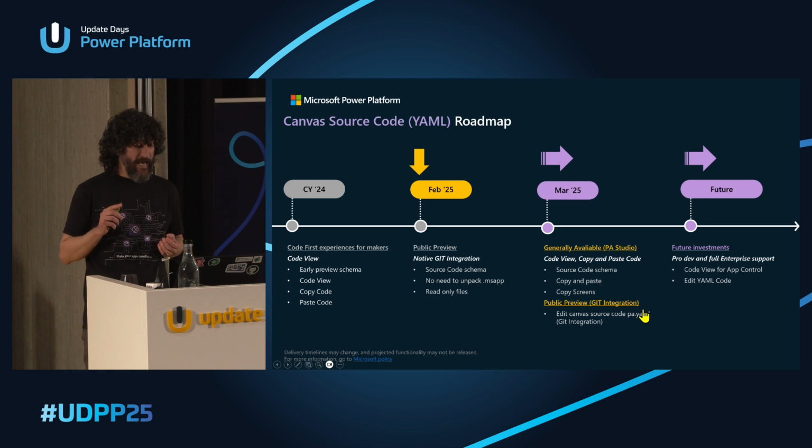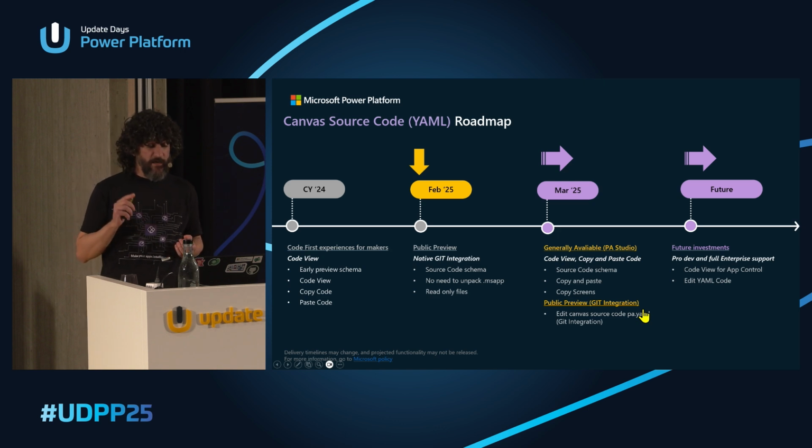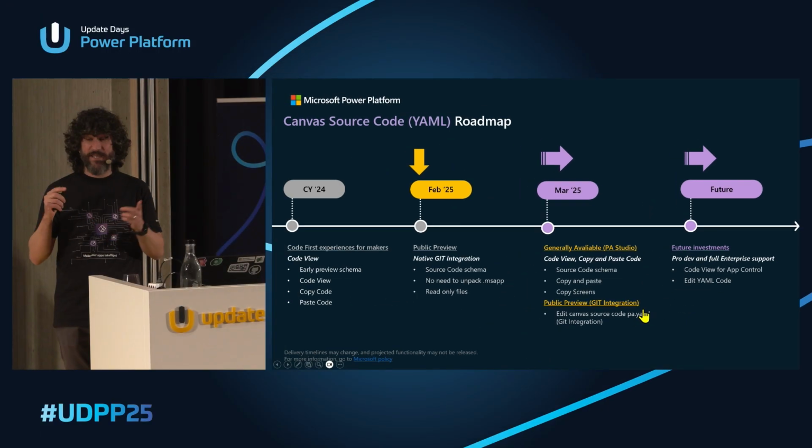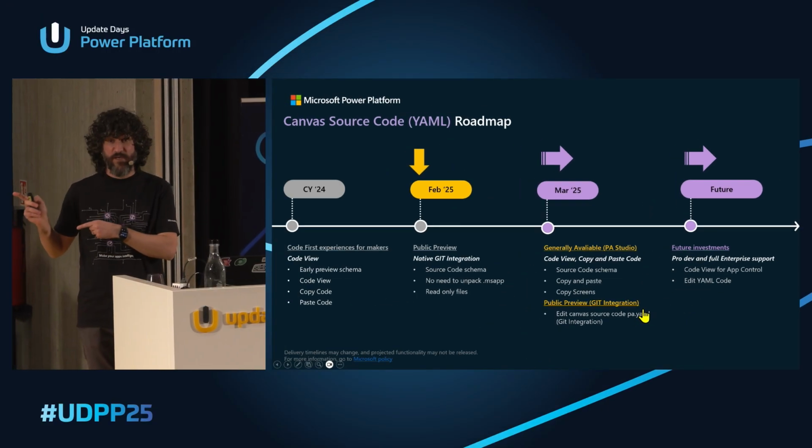Regarding Canvas YAML, Canvas source code YAML, we are on public preview for code view. We will GA next month, so code view, copy, and paste code will be GA. The schema is available already, but we will also enable copy screens. Today, you cannot copy screens. You need to use a container. That will be possible. And also, in the Git integration, you will be able to update the YAML code. Today, the YAML code that I show is read-only. It's just for you to review. Very soon, you will be able to change it as well, and I will show that working, actually. That is not available, but I will show it working.